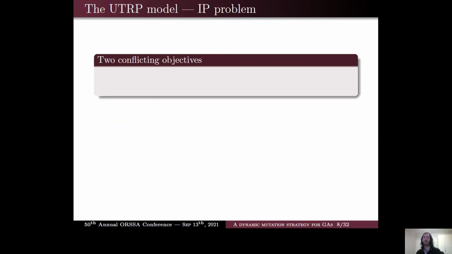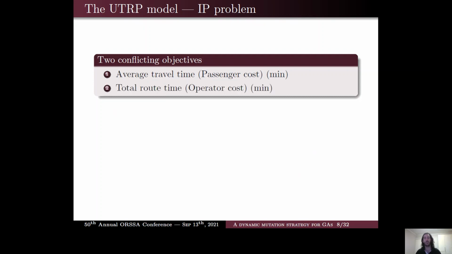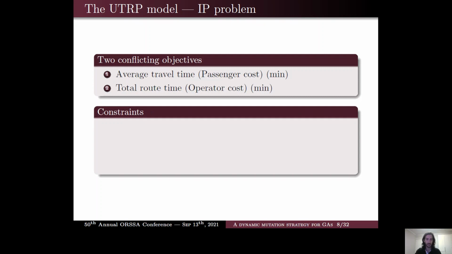The urban transit routing problem can be cast as an integer programming problem, which has two conflicting objectives. The first is the average travel time or passenger cost, measured in minutes, and the second is the total route time or operator cost, also measured in minutes. These are the two objective functions that were seen in the introduction.